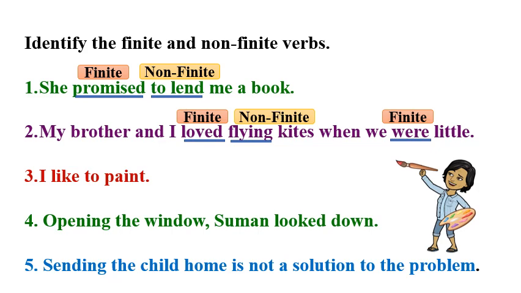Look at the third sentence. I like to paint. The verbs in this sentence are like and to paint. The subject in this sentence is I. So like is the finite verb and to paint is a non-finite verb. Children, any base form of the verb that appears after the word to will be a non-finite verb, like to paint, to sing, to play, to walk. All these are non-finite verbs.